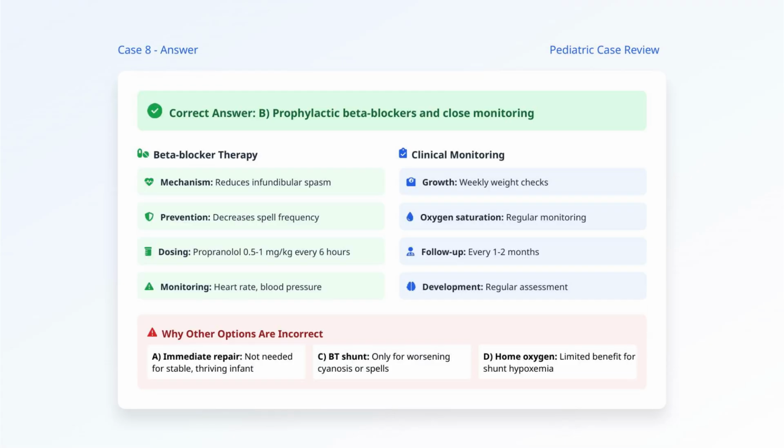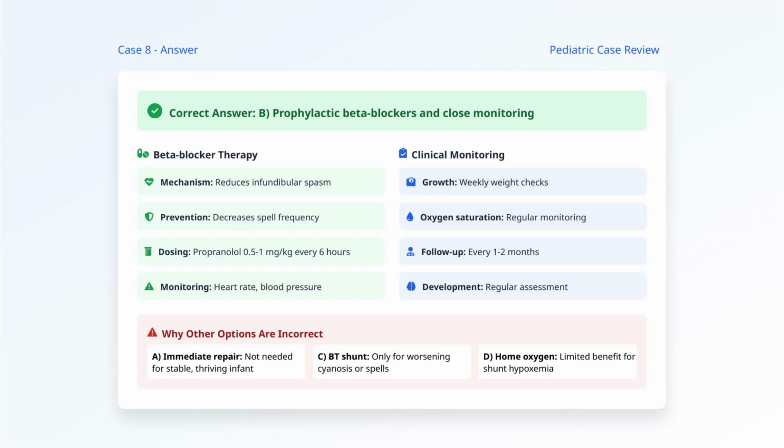Prophylactic beta blockers and close monitoring is the most appropriate management for this stable infant with Tetralogy of Fallot. The child has moderate cyanosis but is thriving, suggesting adequate pulmonary blood flow for current growth needs. Beta blockers like propranolol can reduce infundibular spasm and prevent hypercyanotic spells while awaiting definitive repair. The current practice at most centers is to perform complete primary repair at 4 to 6 months of age in stable patients.